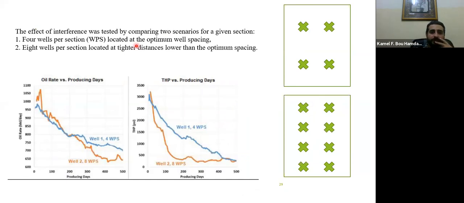Here we are looking at the effect of interference for a case. We have a constant geometry and different wells. The first scenario shows 4 wells in this area, and these 4 wells are located at the optimum spacing. If we have the same geometry, but we have 8 wells which are at lower than the optimum spacing, what happens to our production and to our pressures? If we look at the first one, the blue one, this represents the upper example. You can see that we have high oil rates for a long period of time. Here we're talking about 500 days, and it's still acceptable for the well, 700 barrels per day.